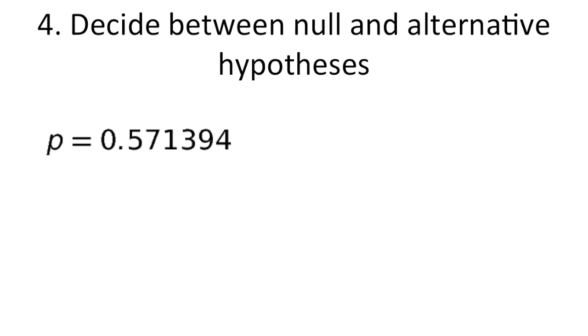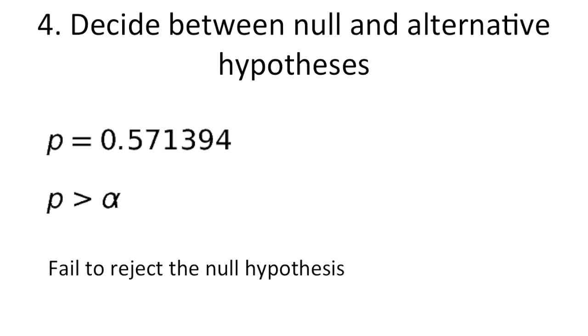Step 4, decide between null and alternative hypotheses. We just found our p-value to be 0.571394. We're going to use a standard alpha level of 0.05. Our p-value is greater than this alpha level, so we fail to reject the null hypothesis.